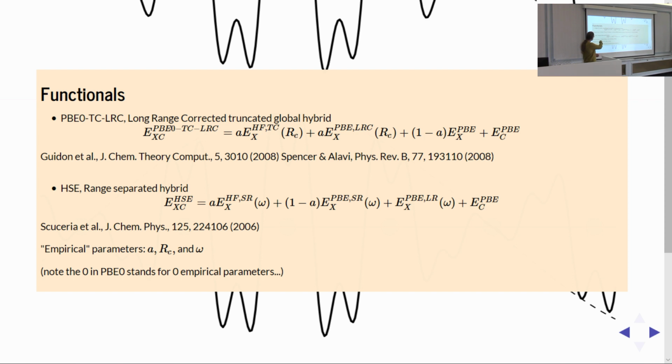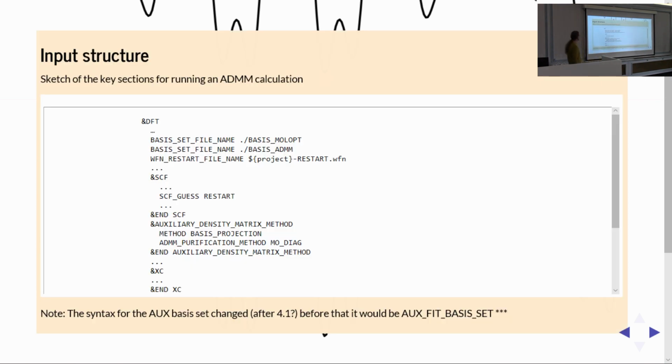So you can use this PBE0 truncated with a long-range correction, so a bit that's added on beyond the truncation radius. And this other one is HSE, where you split it up into a long-range and short-range part using an error function, a complementary error function. So if you want to implement those in CP2K, we'll show you how to do this.